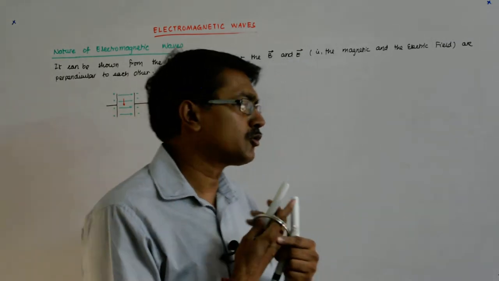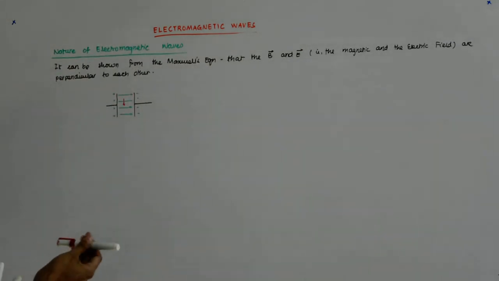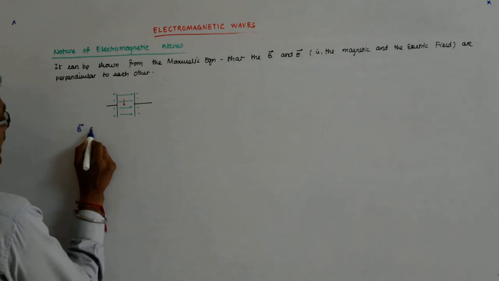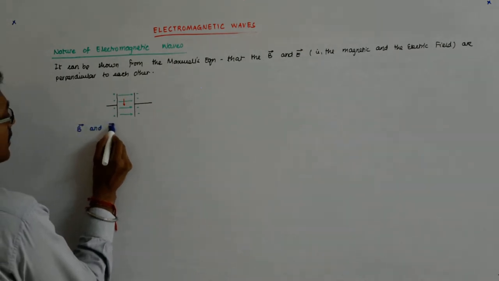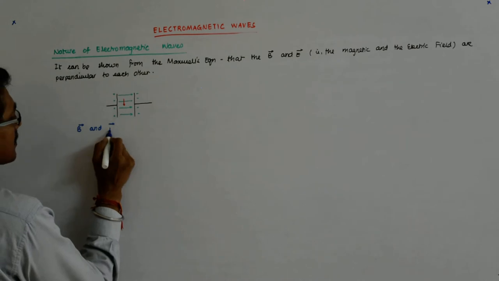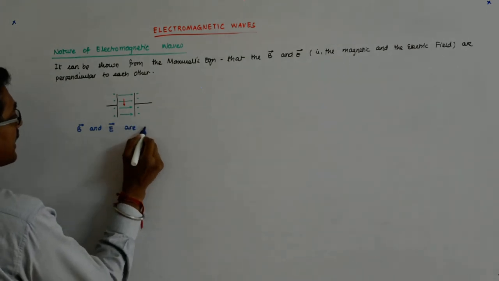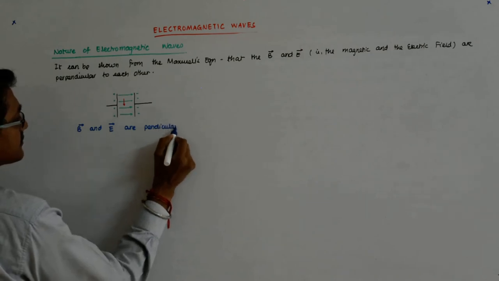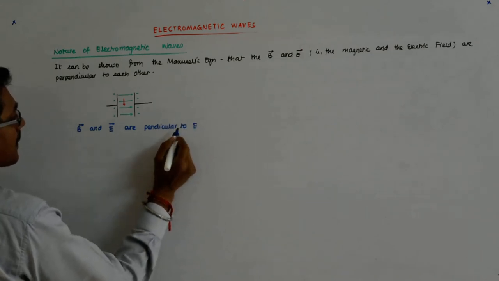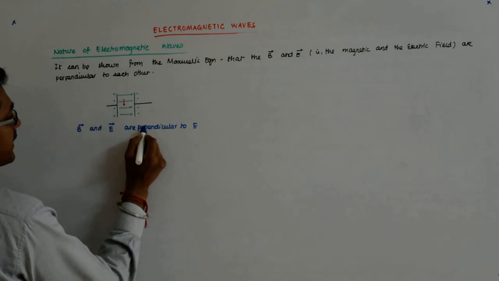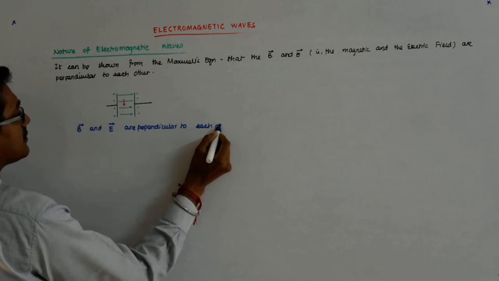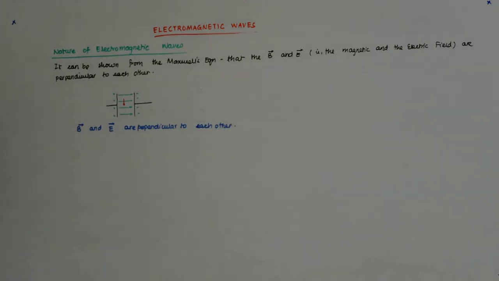Okay? So even otherwise, from an example, we see that B and E are perpendicular to each other. Okay? Fine.